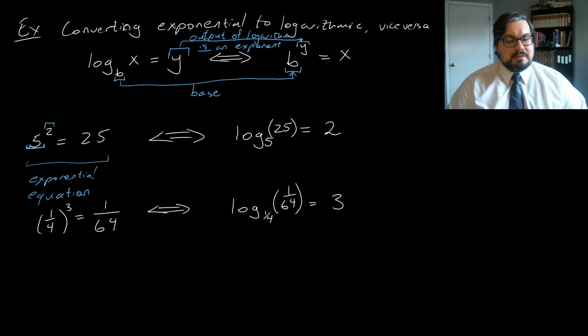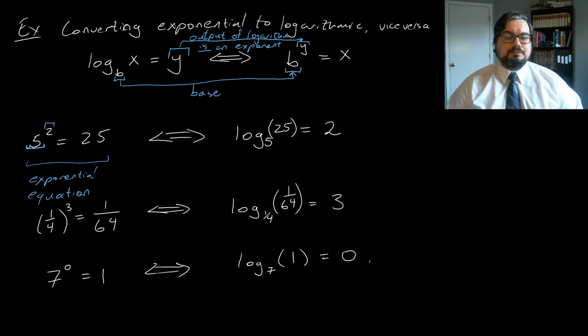And let's look at one more. We know that 7 to the 0th is equal to 1. And that means that the logarithm with base 7 of 1 equals 0. Now, we're going to come back to this, but notice that there was nothing special about 7. If we plugged in 2, 6, or 1/8, any of those, and raised it to the 0th, we would get 1 out of it.